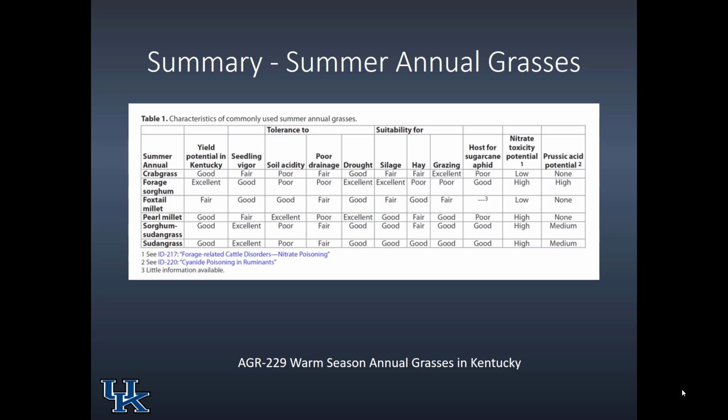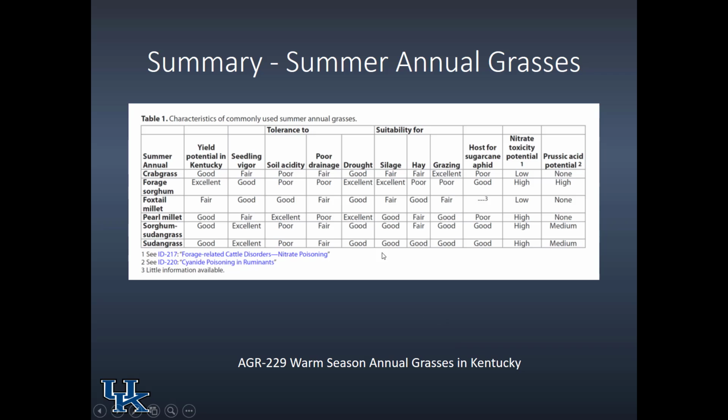But first I'd like to tie this lecture back to the summer annual grass lecture that precedes it by pointing you to this table, which happens to be in the latter part, at the end of our publication, AGR 229, the overview publication on warm season annual grasses for Kentucky. This is a table of characteristics of our commonly used summer annual grasses.